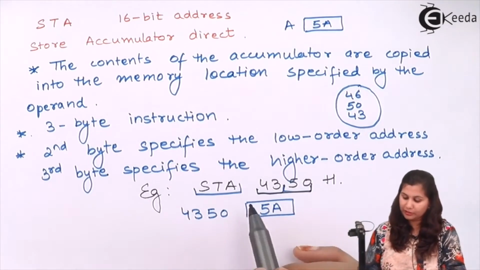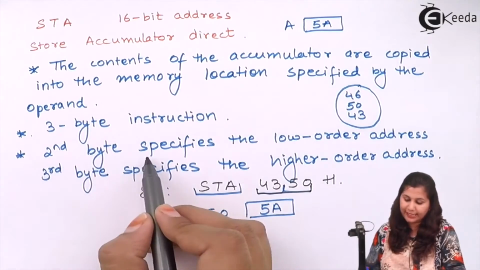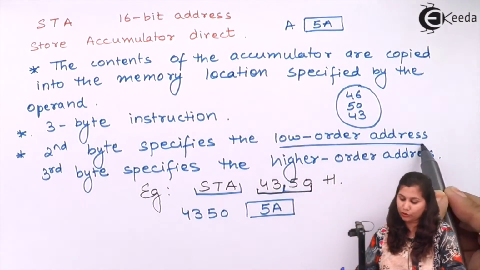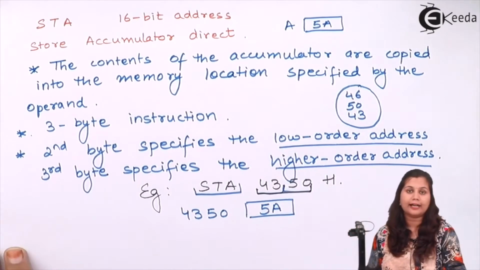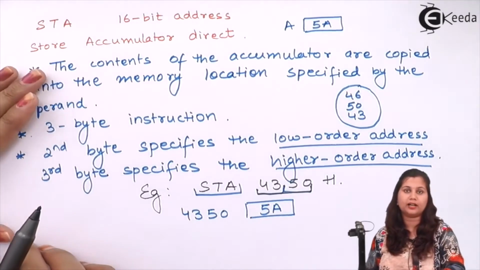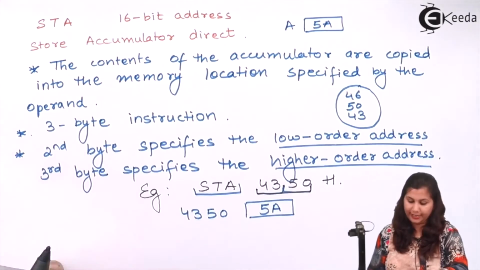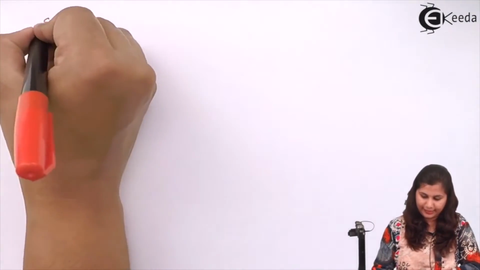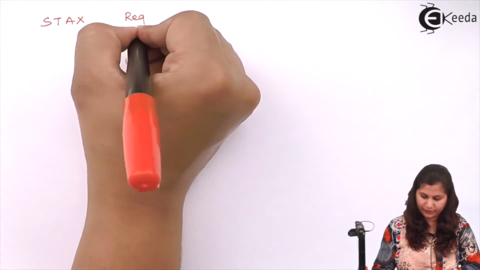So all the time remember that the second byte is specifying the lower order address and the third byte is specifying the higher order address. So this was the store accumulator directly STA instruction. The next instruction is STAX register pair.